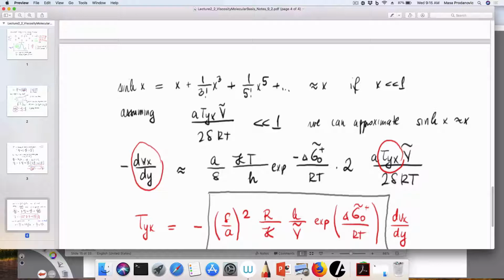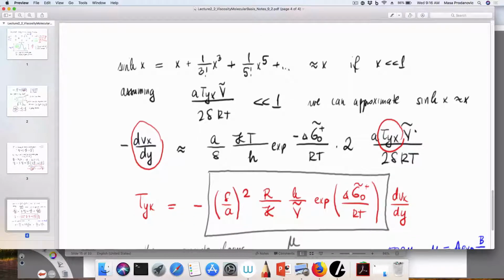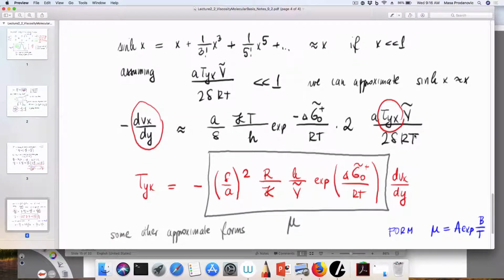So I have minus dvx divided by dy is approximately A over delta. This entire business here, this is a function of temperature and some constants, times 2A tau yx, the volume per mole, and divided by 2 delta RT. Remember that this tilde we reserve for molar quantities, so I evaluate things per mole.